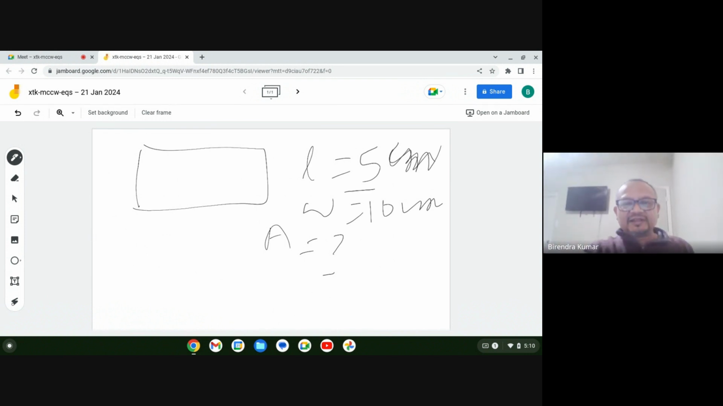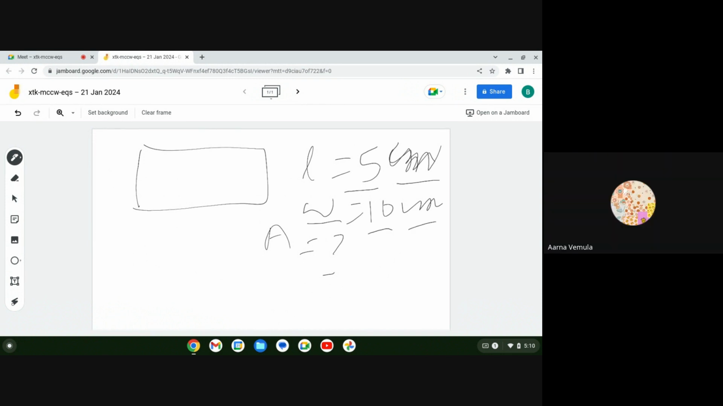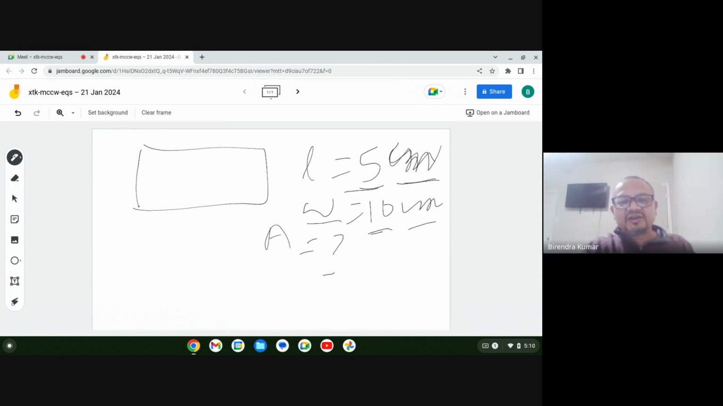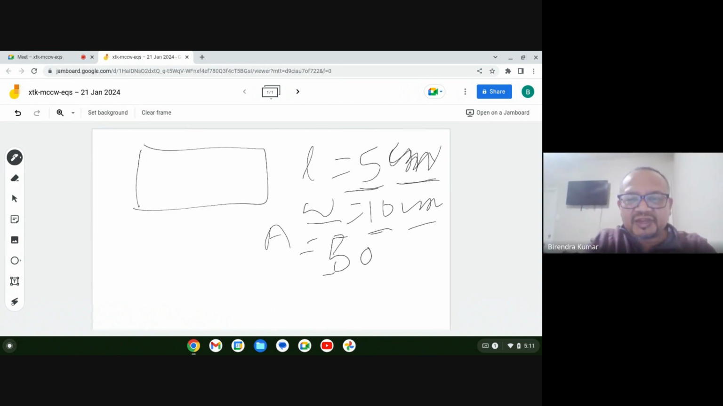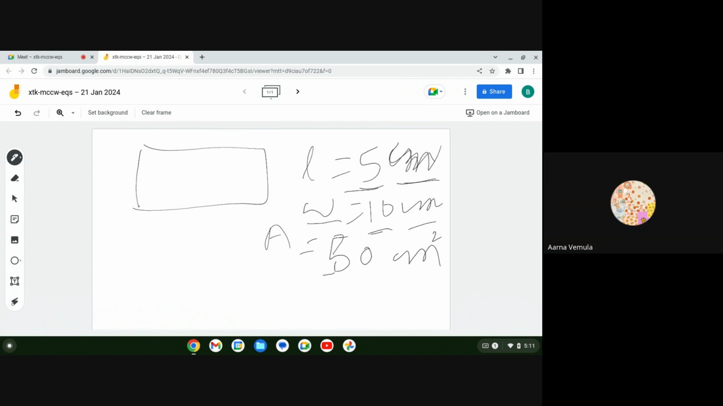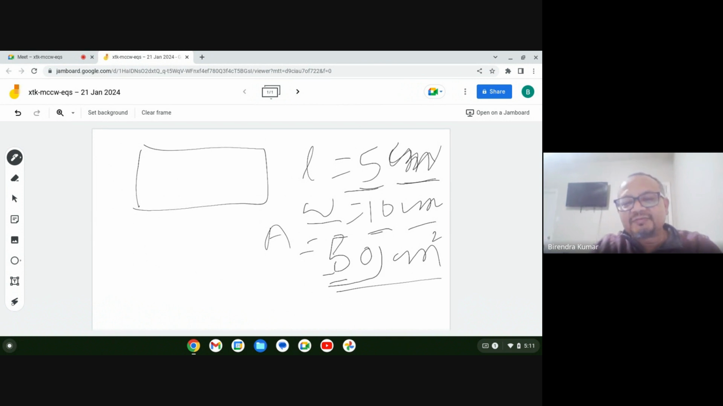So first of all, the length was 5 centimeter and width was 10 centimeter. I thought it was meters. So 5 centimeter and 10 centimeter. What will be the area now? Tell me. 5 cm squared? It will not be 5 centimeter square. It will be 50 centimeter square. Yeah, that's what I said. I heard 5 centimeters square. It will be 50 centimeters square.